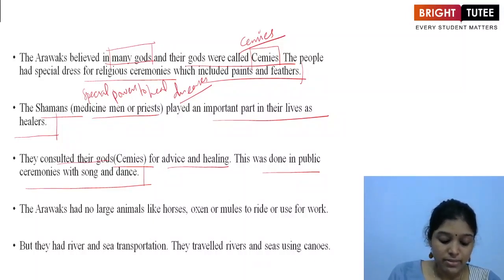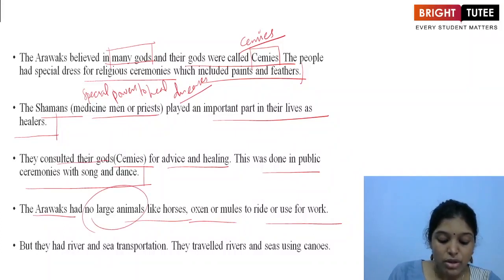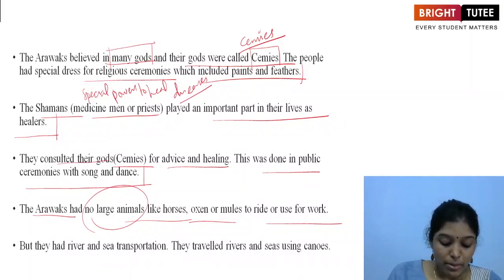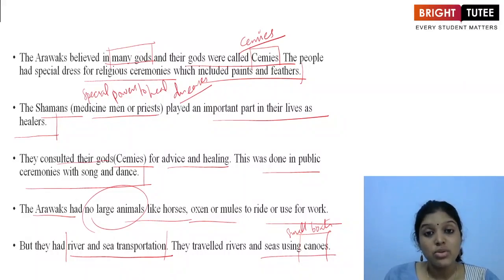And the Arawaks had no large animals like horses, oxen, or mules to ride or use for work. Although they had other provisions, there was an absence of large animals like horses, oxen, or mules for their work. But they had river and sea transportation. They were dependent on this river and sea transportation, and they traveled rivers and seas using canoes. So these are like small boats, which are called canoes. Small pointed boats called canoes were used for traveling and transporting things from one place to the other.